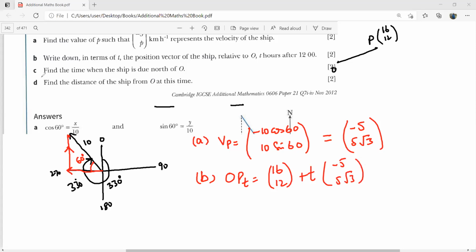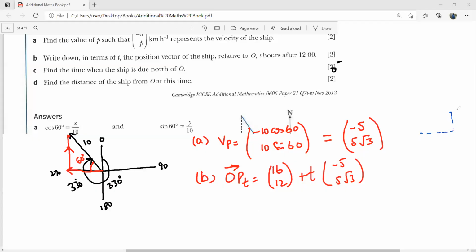Okay. It says find the time when the ship is due north of O. Due north of O. Sir, when it is OP, we have to put a vector line over OP? Yes, you should do that. Okay.